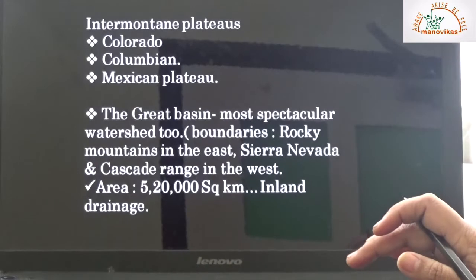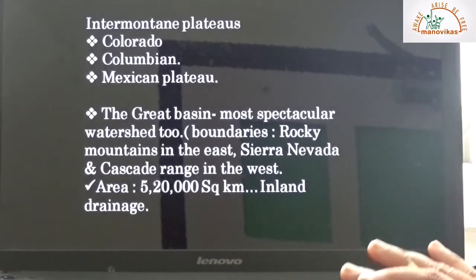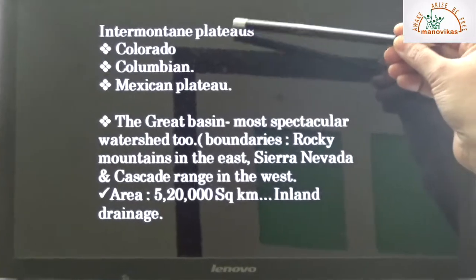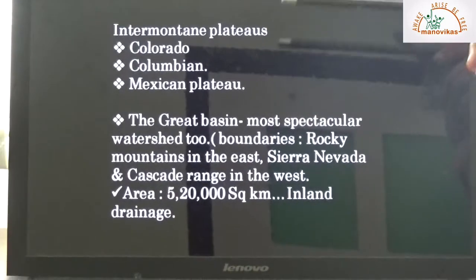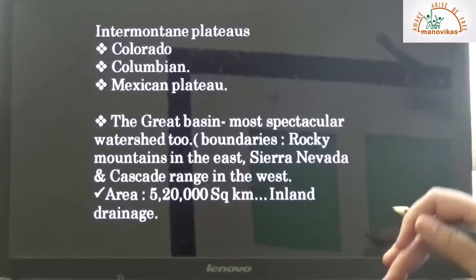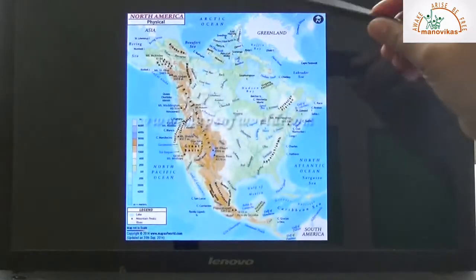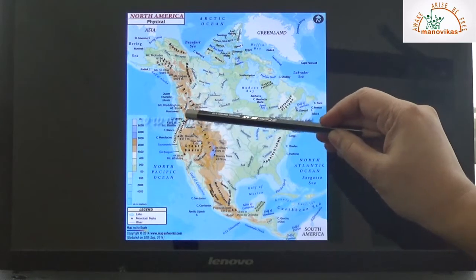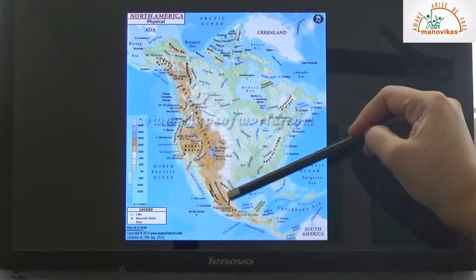Okay, coming towards the intermountain plateaus. Now, intermountain plateaus, we have three important plateaus. We have Colorado Plateau, we have Columbian Plateau, and we have Mexican Plateau. So let's check for the location. We have the Colorado Plateau somewhere here, we have the Columbian Plateau somewhere here, and we have the Mexican Plateau here.